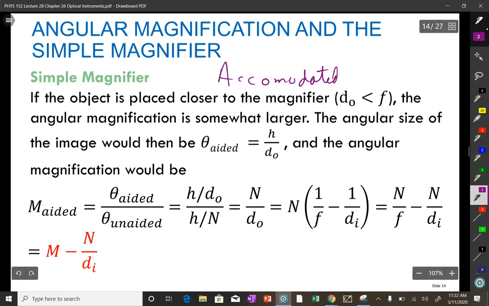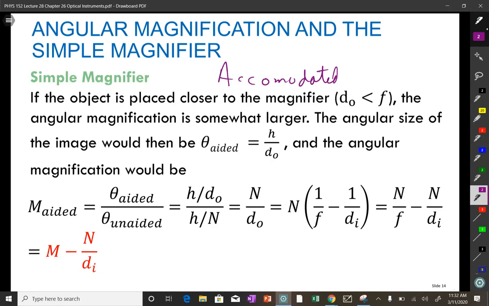And so we have the theta unaided was h over the near point. The theta aided is going to be h over the distance to the object. But the distance to the object, what's that? We need to move on. So using our definition that 1 over distance object is 1 over f minus 1 over distance image, I just substituted that in. And then I separate them out. I have n over f, well, that was the magnification for unaccommodated viewing. And then I have minus n over distance image.